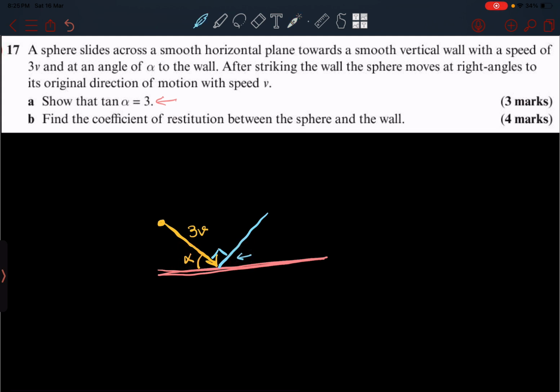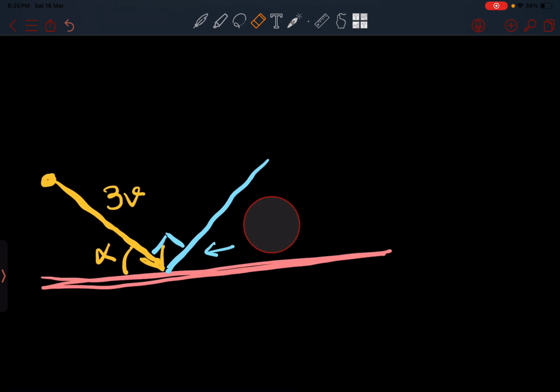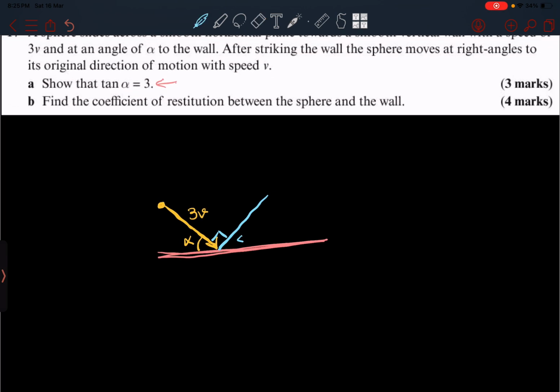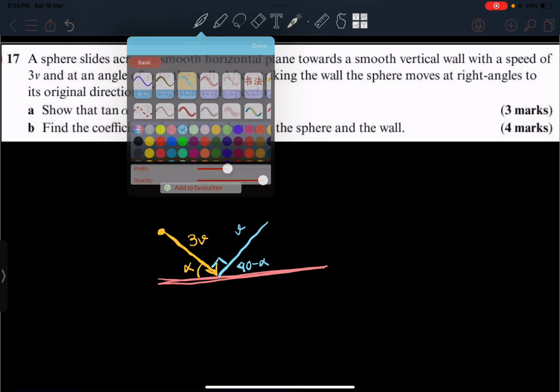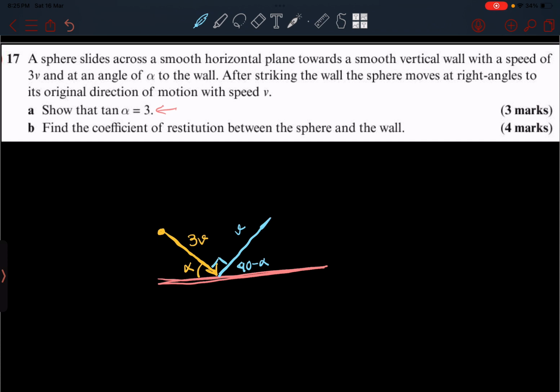So the angle of rebound, or the angle that it is leaving the wall at, would be 90 minus alpha. The reason is these two would add up to 90, and you have the 90, which gives you the complete 180. And that is happening with the velocity v. So what do we have to find? We have to show that tan alpha is equal to 3.